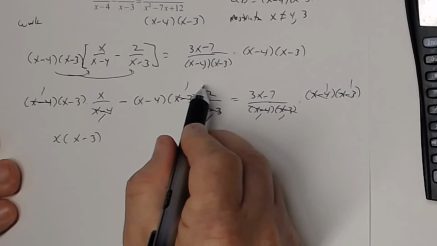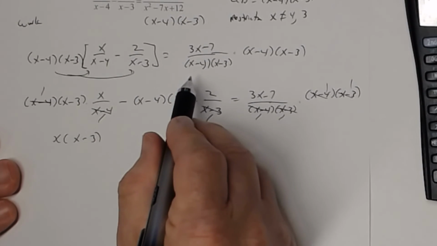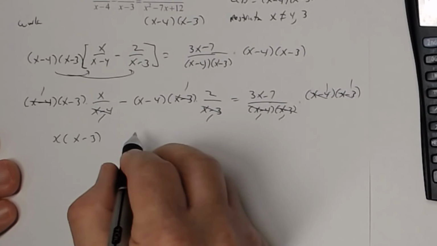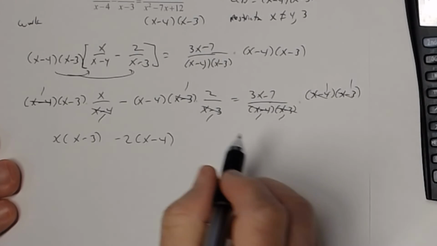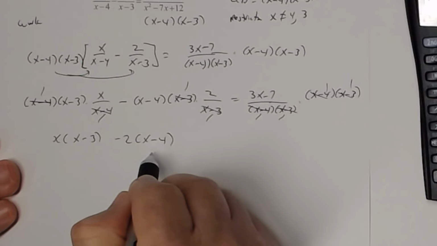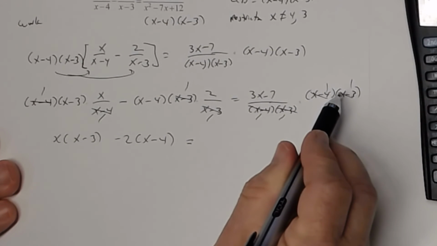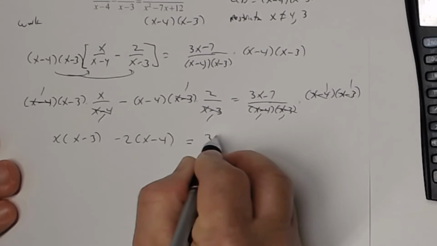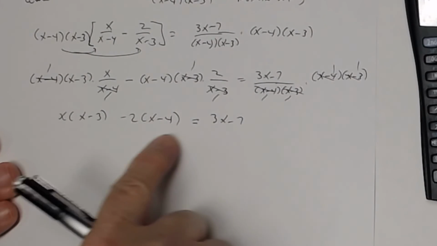Okay, and over here I have 2 divided by 1 is 2. So 2 times 1 is 2. So I'm going to write this as minus 2 times x minus 4. So that's what you have to write this as. So those three factors here multiplied together is this expression, equal, over here I have 1 times 1 is 1. And then 1 times 3x minus 7 is just 3x minus 7. Okay, that's what I have at this point. So notice I no longer have any fractions.